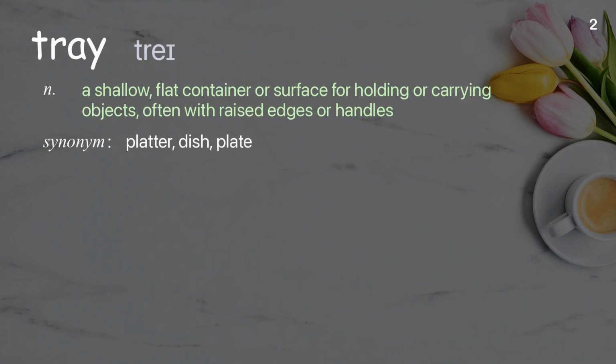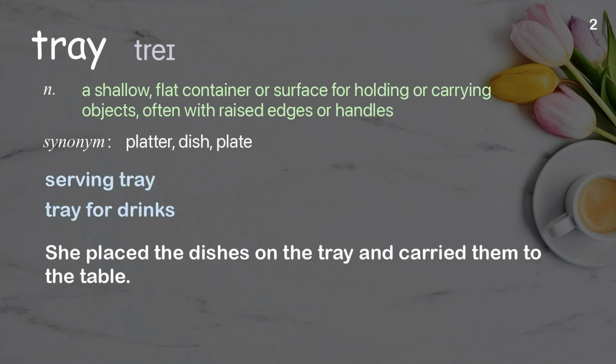Tray. A shallow, flat container or surface for holding or carrying objects, often with raised edges or handles. Examples: Serving tray, tray for drinks. She placed the dishes on the tray and carried them to the table.